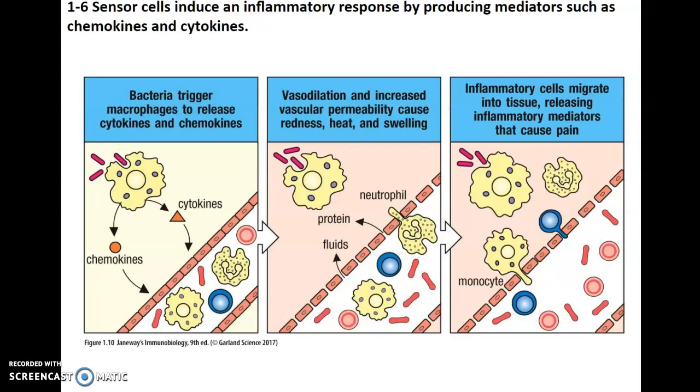So once the macrophage recognizes that we've got a pathogen, a bad guy, the first reaction of the macrophage would be to trigger endocytosis. So it's going to gobble up these bacteria. Hopefully, it's going to be able to gobble them up. If not, then it needs to recruit some help. So it's going to release some cytokines and chemokines.